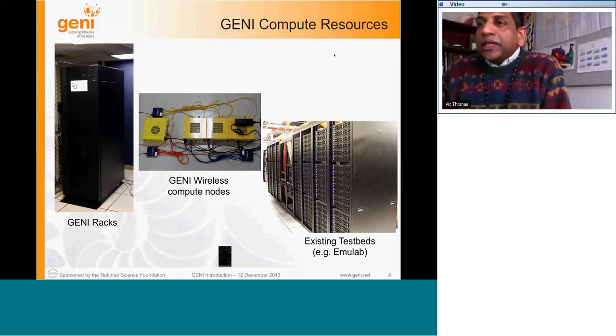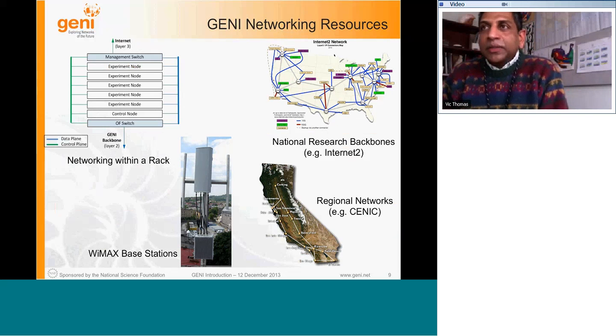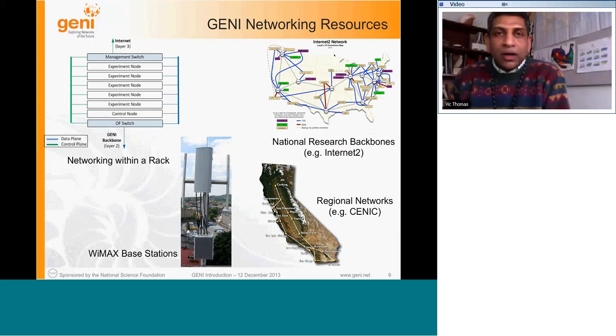In terms of networking resources, if you look within a rack, which is the top left picture, you will see that there are a number of nodes connected by networks within the rack, and also to an OpenFlow switch. So you can set up topologies within a rack where you have virtual machines or just an entire experimental node that you can get and connect them up to other resources within the rack through an OpenFlow switch and run your experiment there. And of course, you can connect racks from different locations.